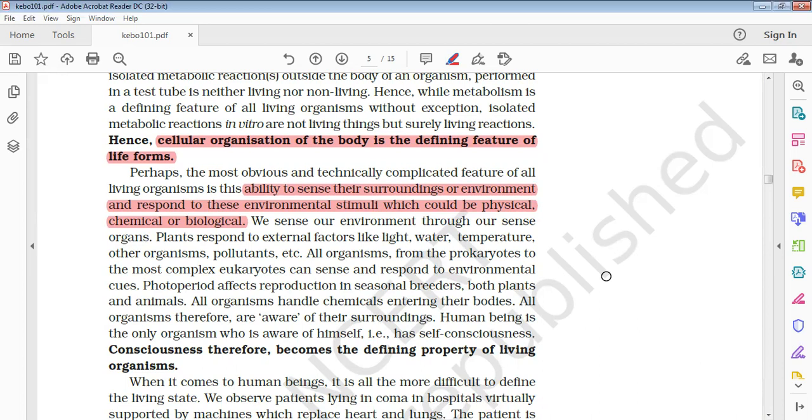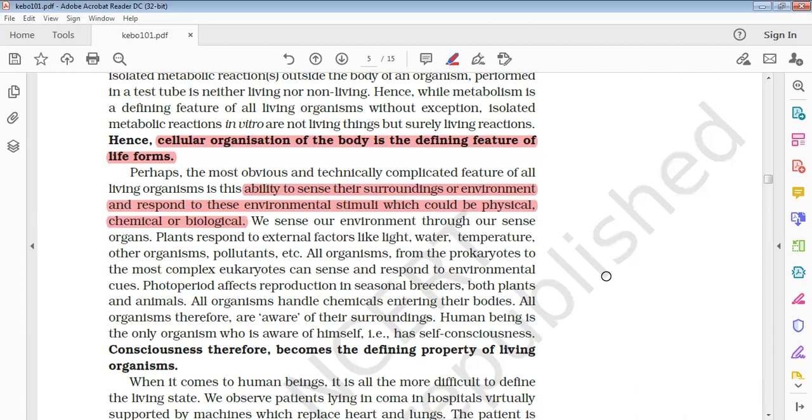Then all organisms handle chemicals entering their body. So there are also responses or changes occurring when certain chemicals are being introduced into the body. For example, when pollen is introduced into the pollen tube, what happens? There are certain chemical reactions occurring there that will definitely lead to the rupture of that pollen and the release of the sex cells into the pollen tube, which finally will get into the egg cell and finally result in fertilization.